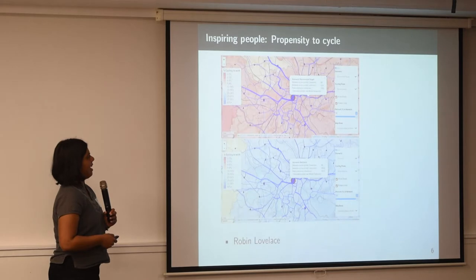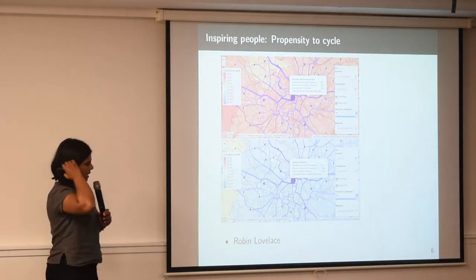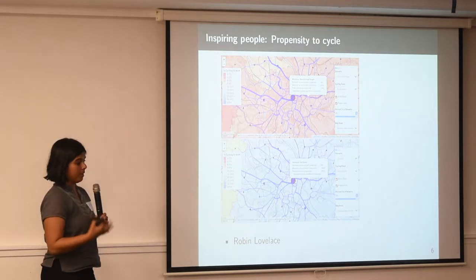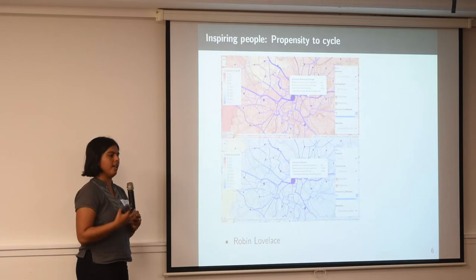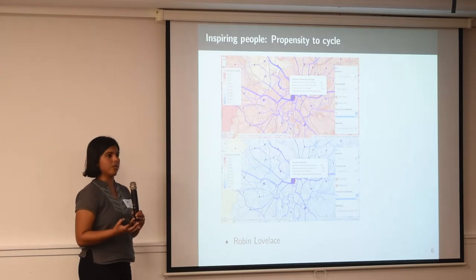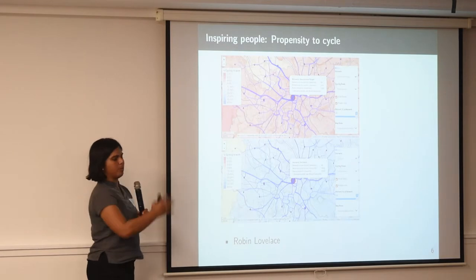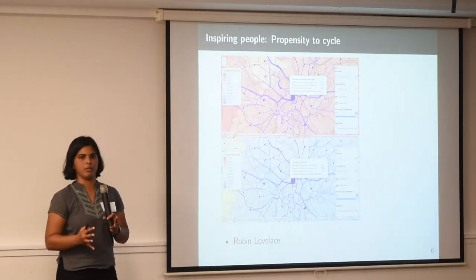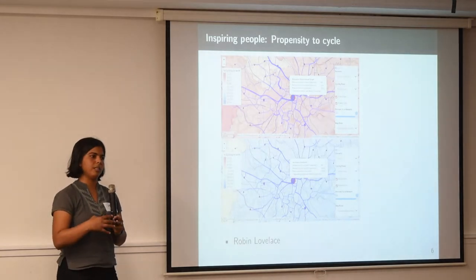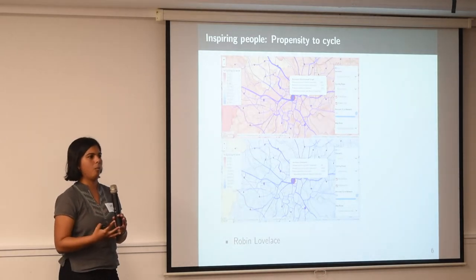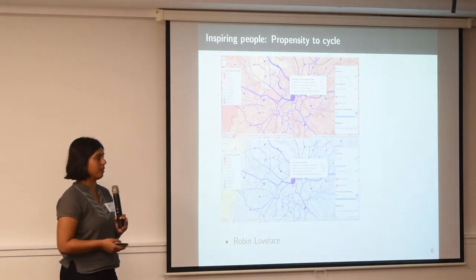And then there's people like Robin Lovelace, who's up in Leeds, I believe, and he is, again, a big open source person, and he's been doing a lot of modeling, in particular with councils. And this particular one is around the propensity of people to cycle around Leeds. He's looking at where do people come from, where do they go to. But he's also examining different scenarios about how you can make people cycle more and what sort of impact they have. So it's really great stuff.